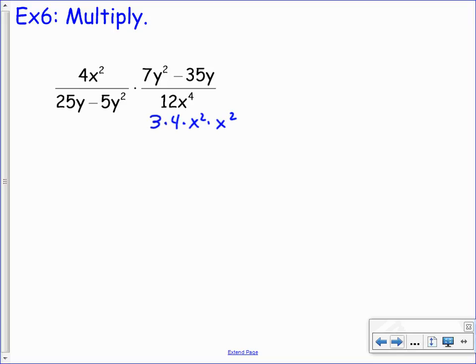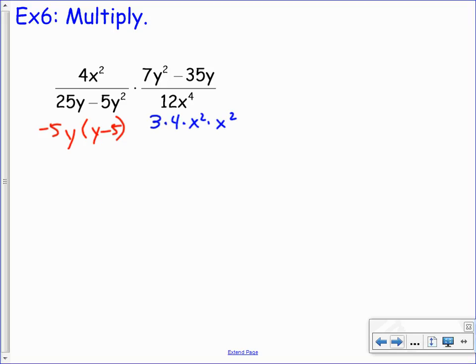Since the 4 can go into the 12, I'm just going to take 4 out. You don't have to do 2 terms. You can if you want to. Okay, continue. Here we go. This bottom one right here, GCF is -5y. This becomes y minus 5.